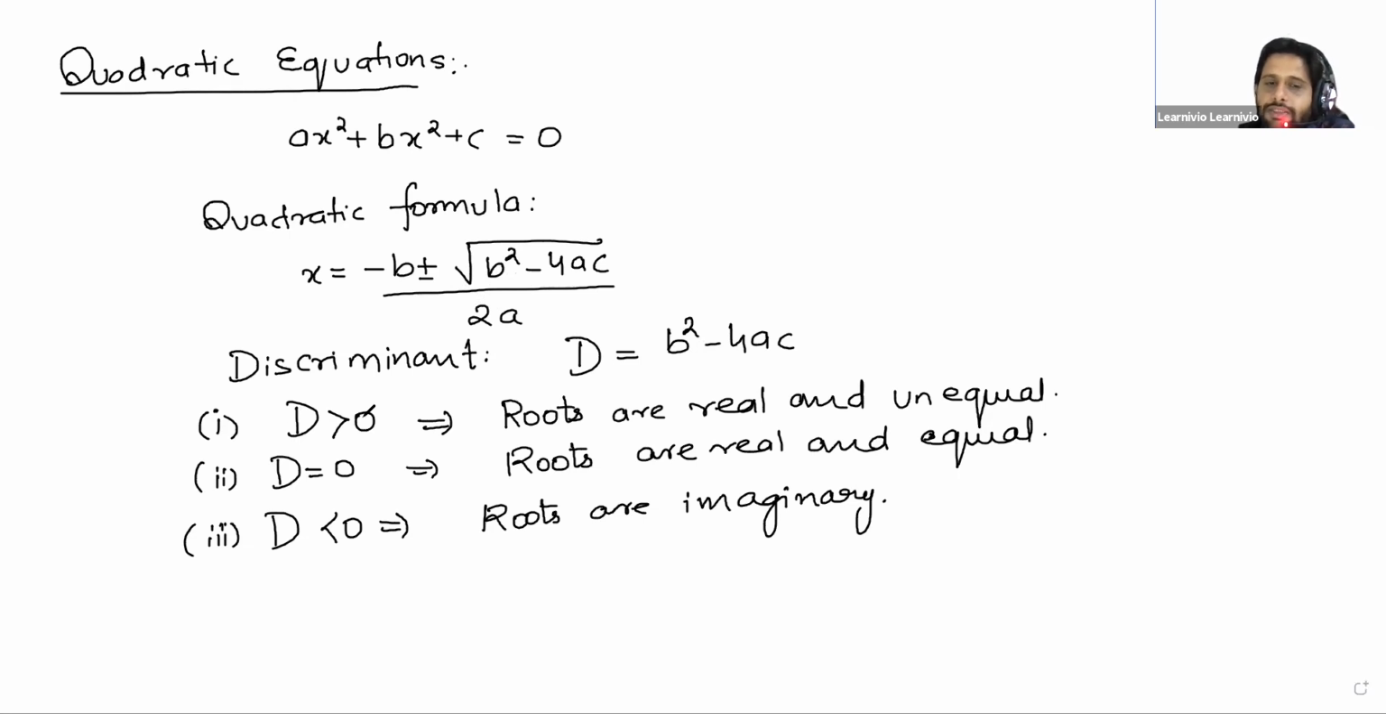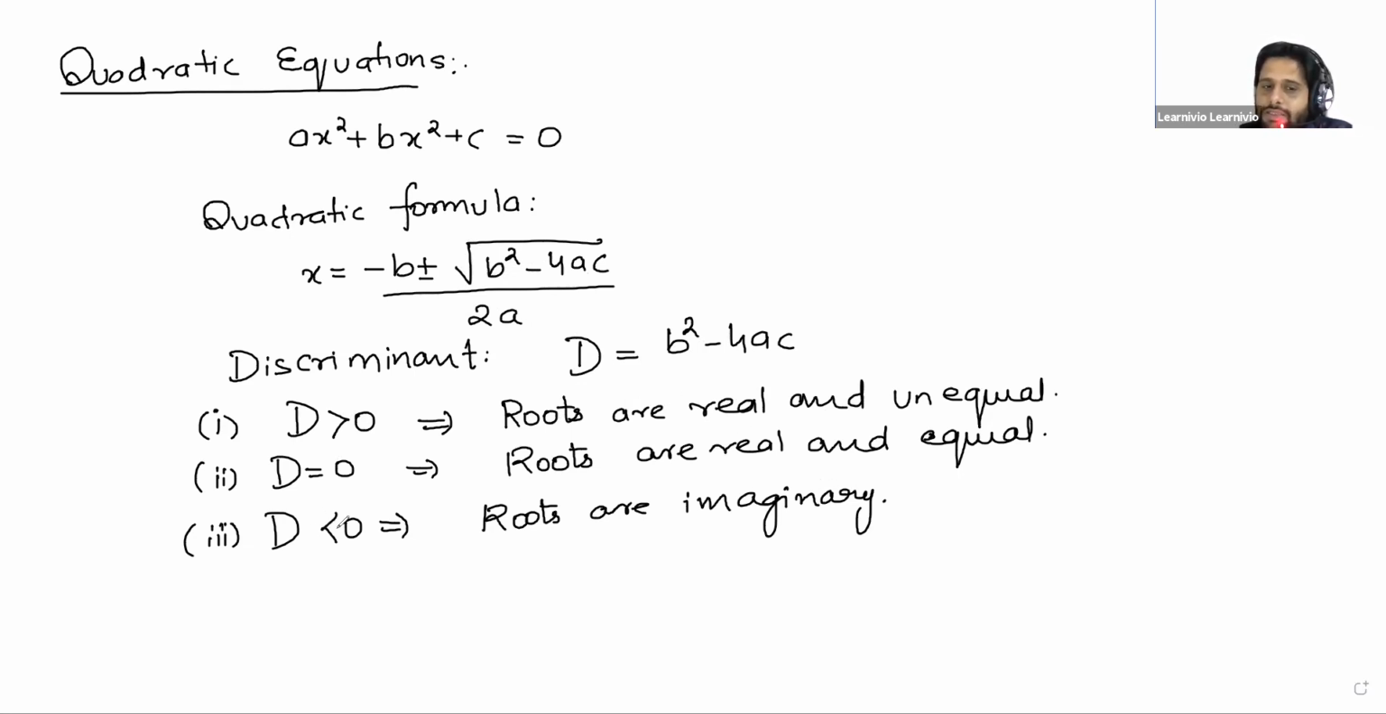First, if d is greater than 0, then the roots are real and unequal. Okay, you will get real roots and the roots are not equal to each other. If d is equal to 0, this means this part is 0, remove this part, then what happens with the roots? Roots will be real and equal.